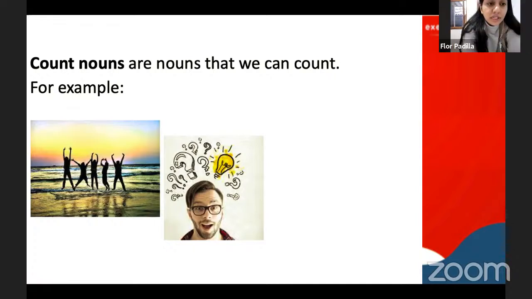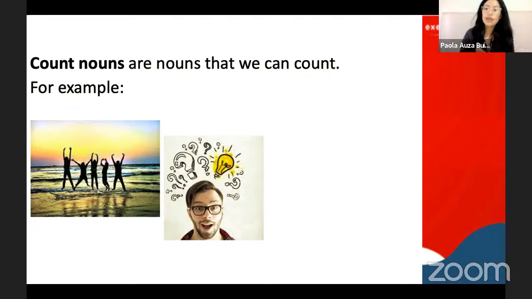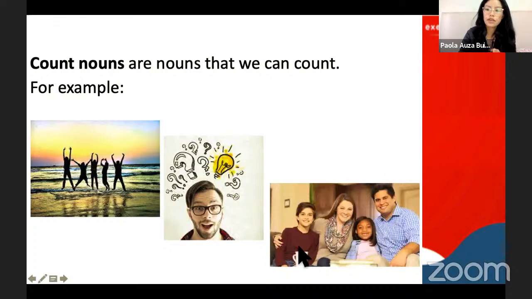He has an idea. Yes. So in this case, ideas, we can count them. No, 1, 2, 3 ideas. And what about this? What do you think are each of them?